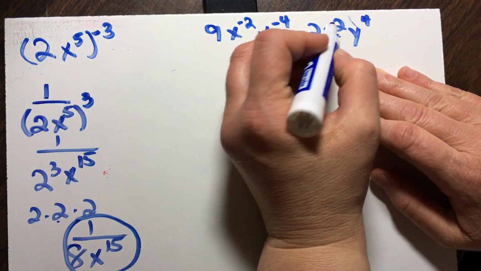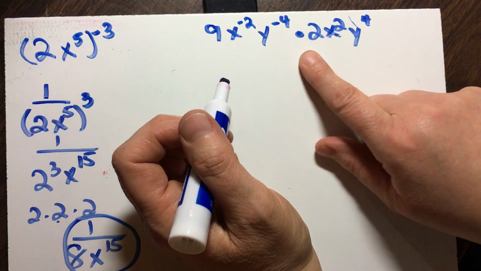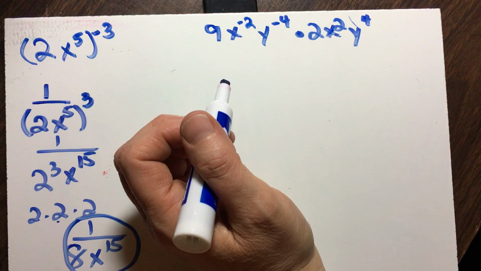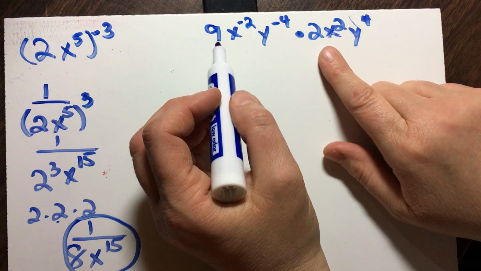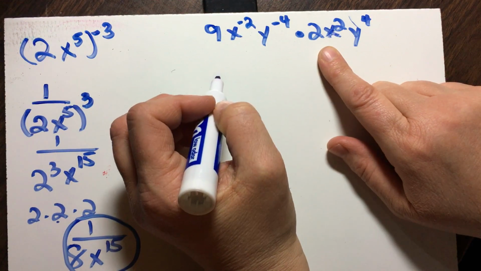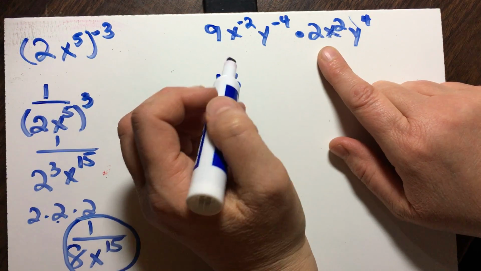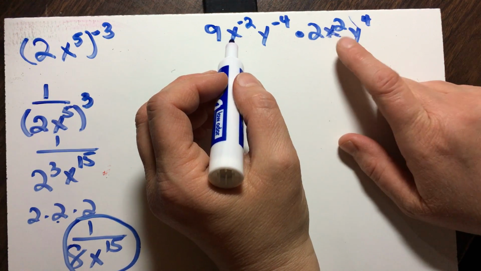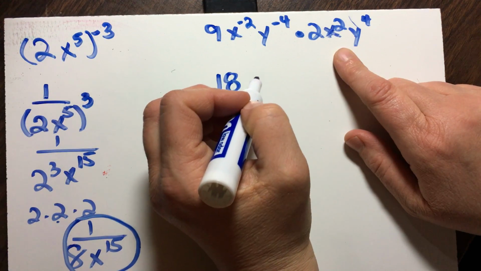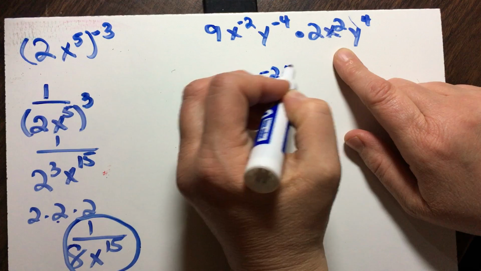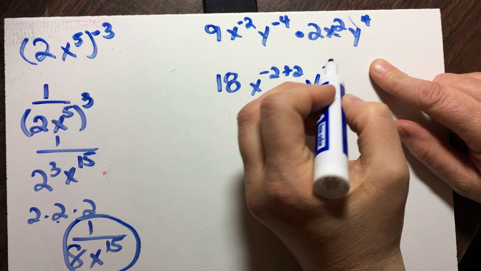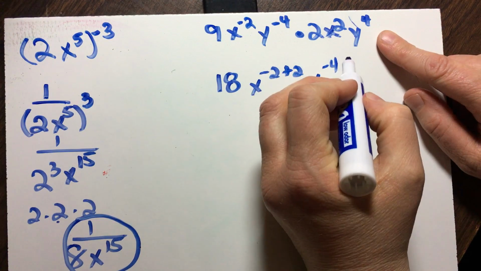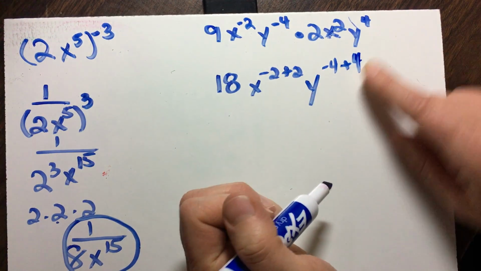All right, so I have this quantity times this quantity. So I'm going to take them piece by piece. I'm going to do my numbers first. 9 times 2, 18. When we multiply bases, we add our exponents. So I have a -2 plus 2 for my x's. Now I'm going to look at my y's. I have a -4 plus 4.